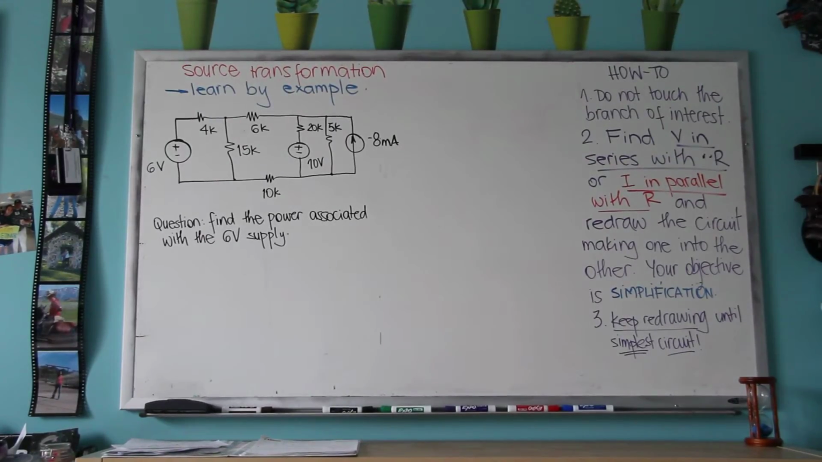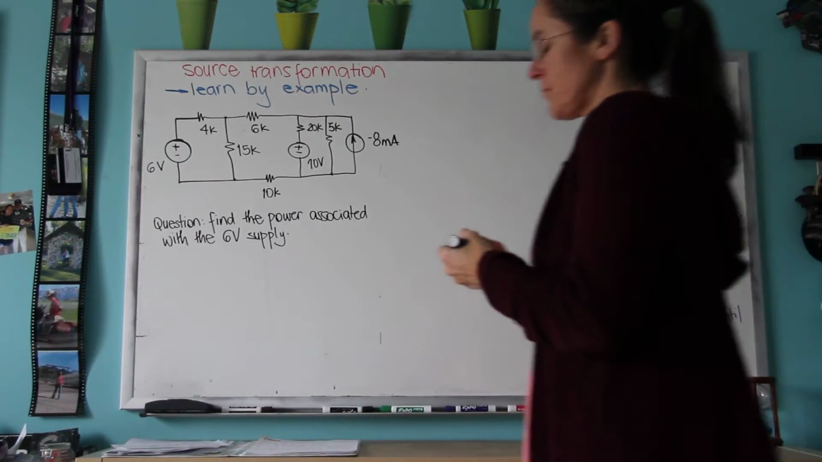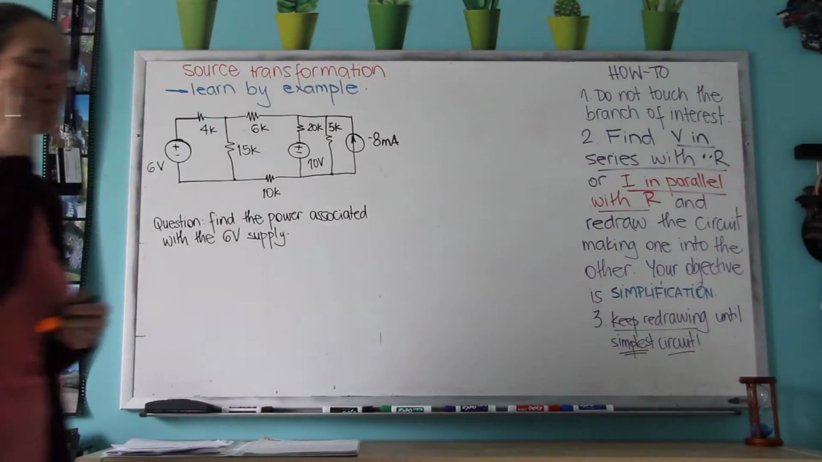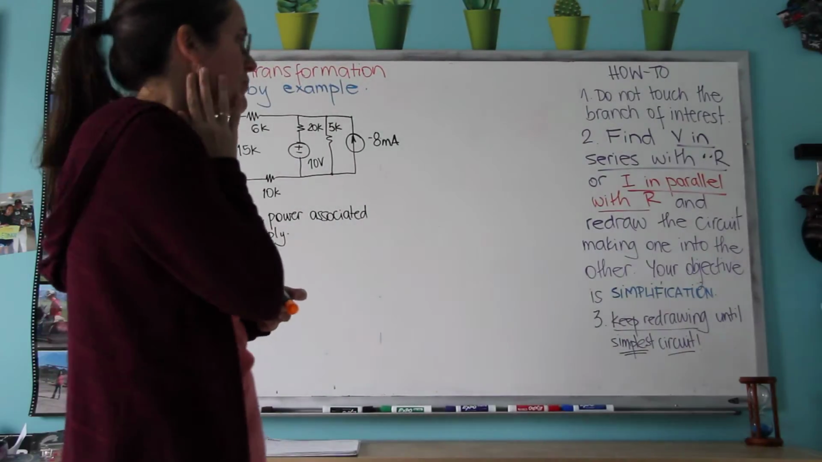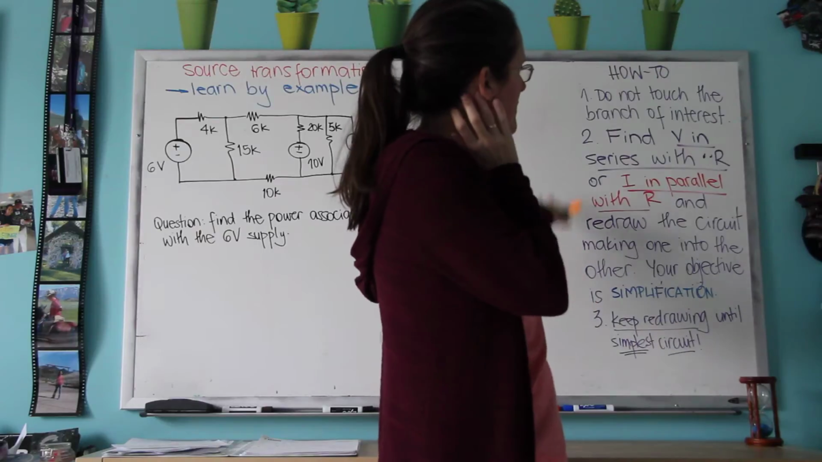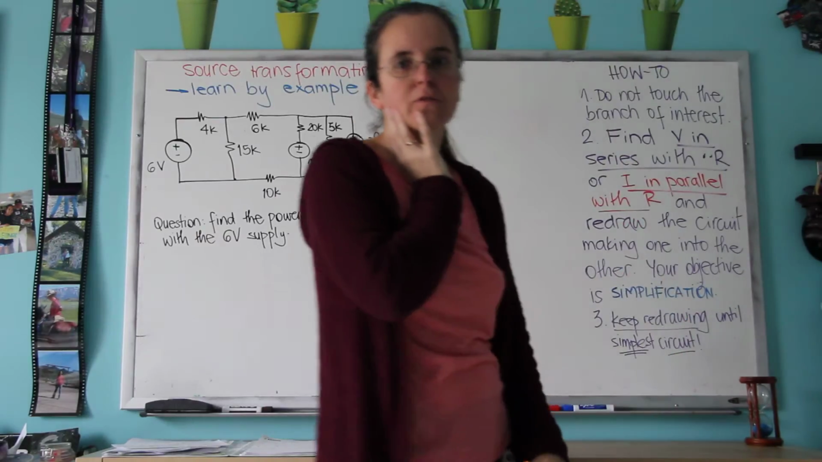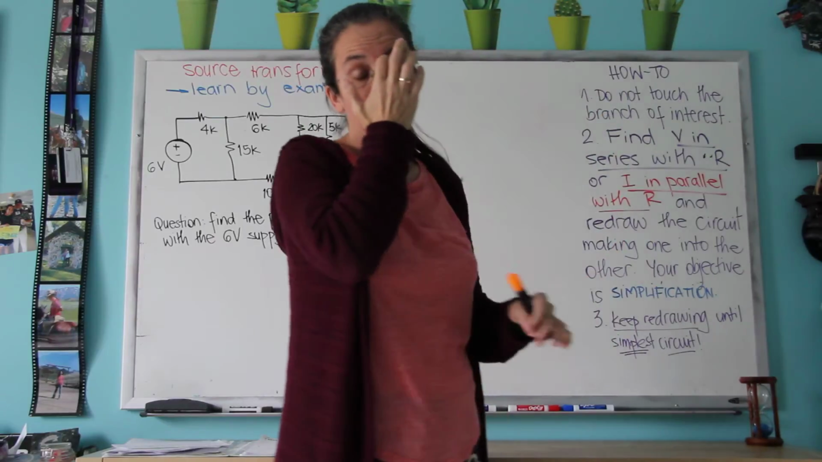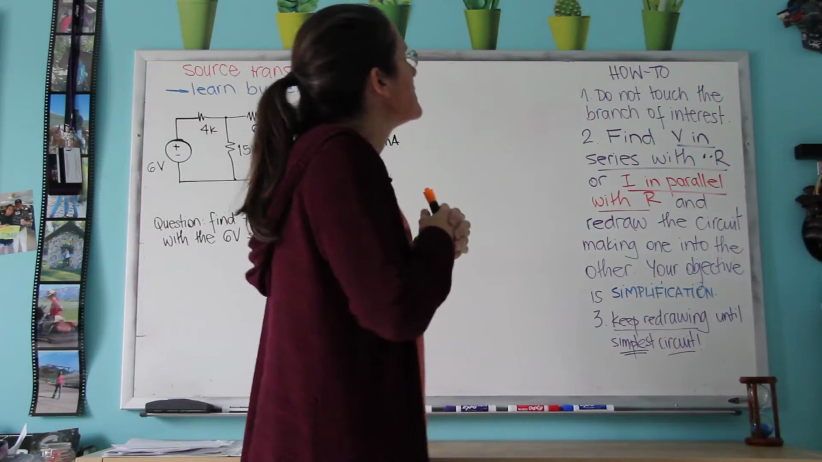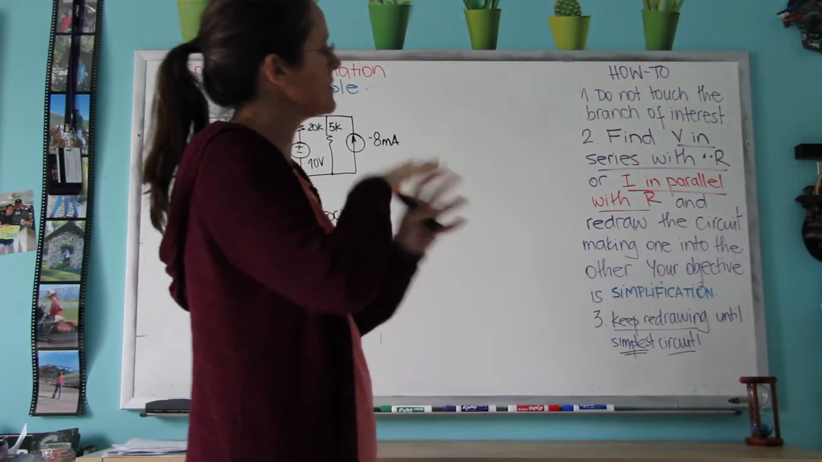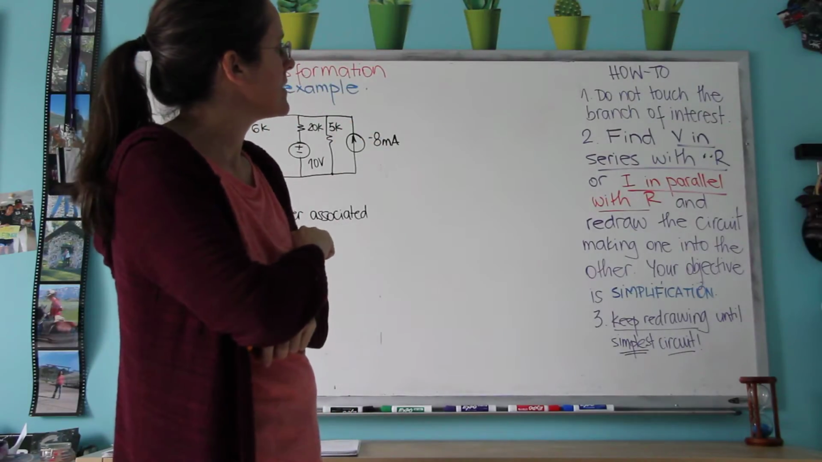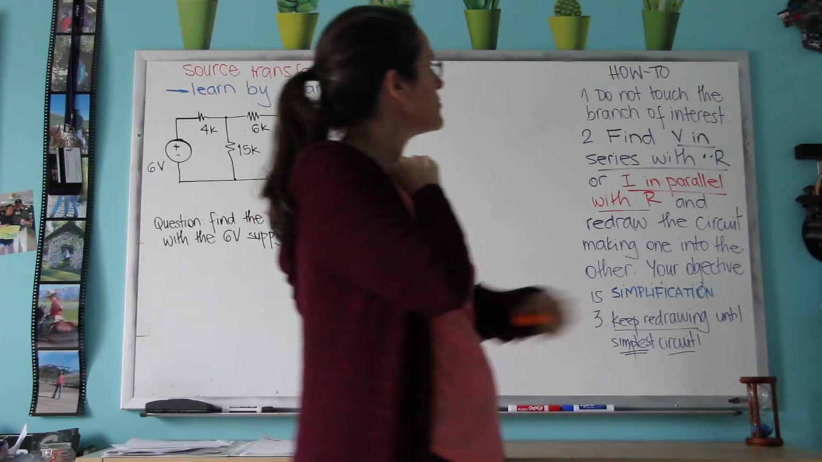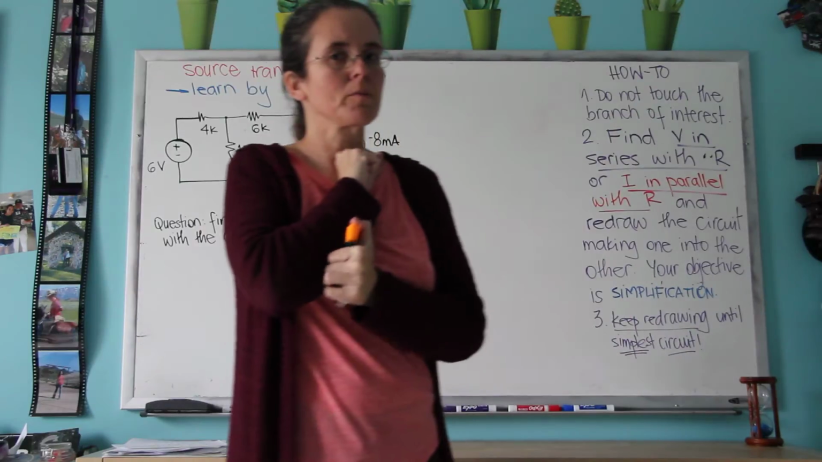This is a video about source transformation, which is chapter 4 in our textbook. I've attempted to write a how-to, even though this is my first draft, so it's probably not that clear. But I do not want to touch the branch that's being asked in the question, so I'm going to always keep that one as my precious branch, and I'm not going to source transform it.